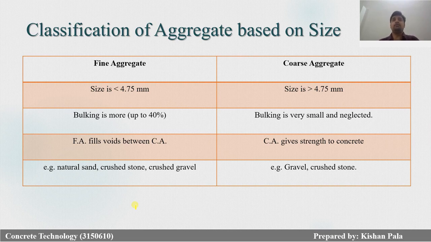And fine aggregate like natural sand, crushed stone, crushed gravel. What about coarse aggregate? Gravel, crushed stone. Which size is greater than 4.75 mm? And natural sand, which size is less than 4.75 mm? So this is the most important classification, based on the size.